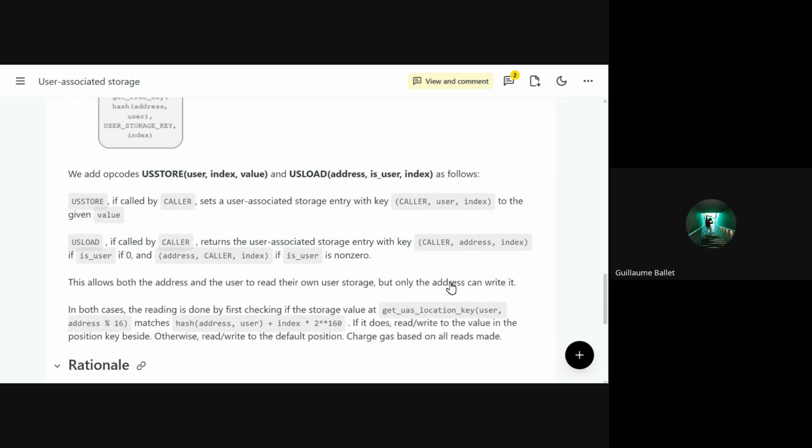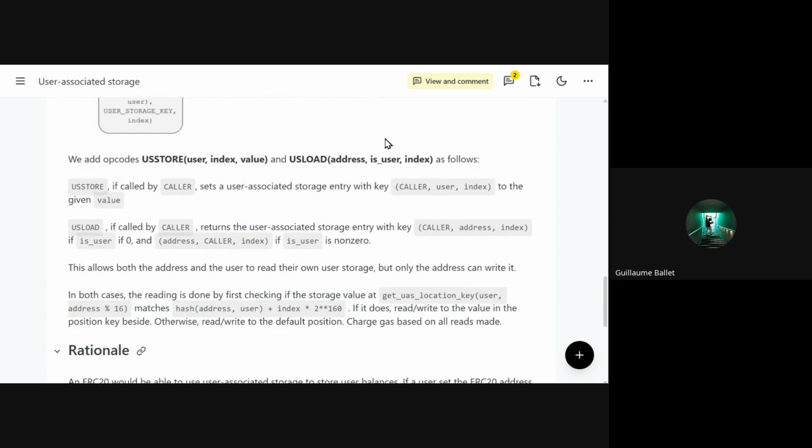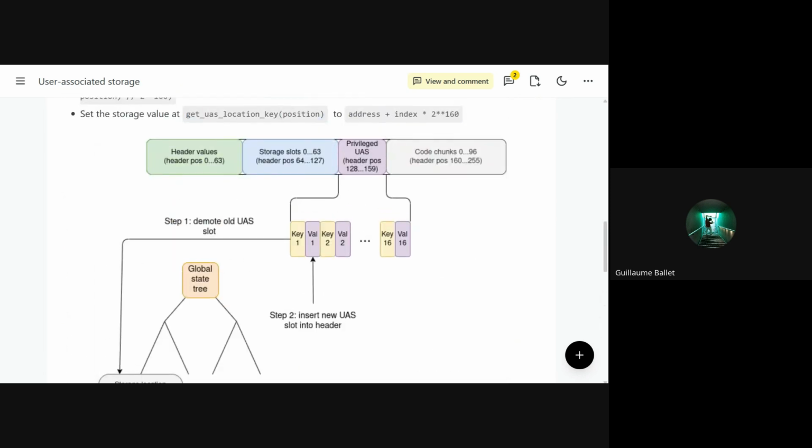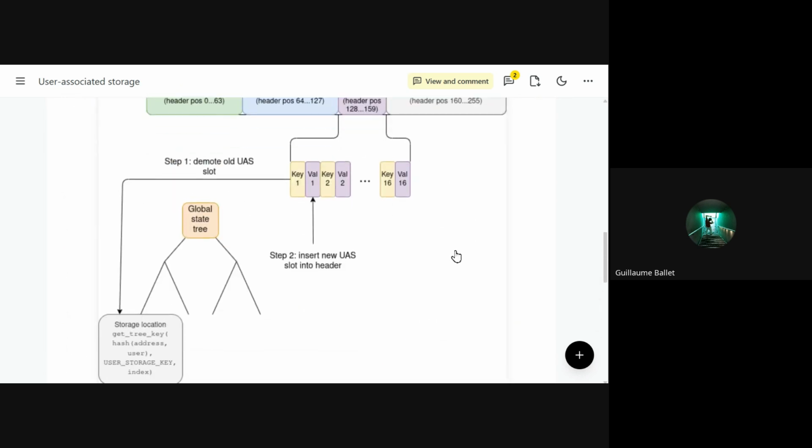And then you add these opcodes, US store and US load, that read or write the storage in the right location, right? So US load would first check in the header, and then if the key isn't one of these privileged values, then it would read in the global state. But if it is, then it just reads the header and it stops there.